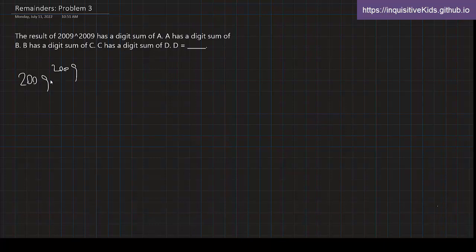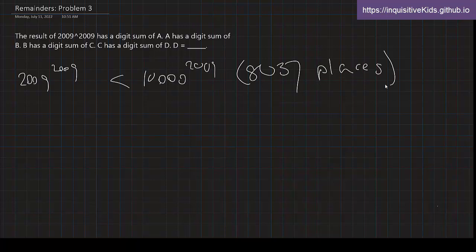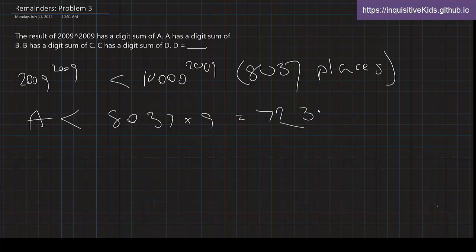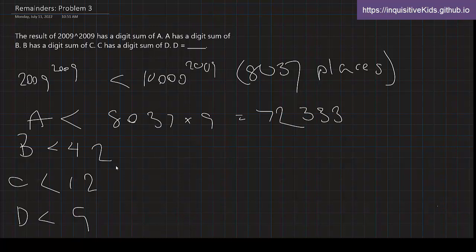So, first, 2009 to the 2009th power. That has to be less than 10,000 to the 2009th power, which has about 8,037 places. That's a lot of places, right? Now, we need to know that A is less than this times 9, which is equal to 72 followed by 3 threes. So A is less than this number. So B must be less than 42, and C must be less than about 12, meaning that D has to be less than 9.